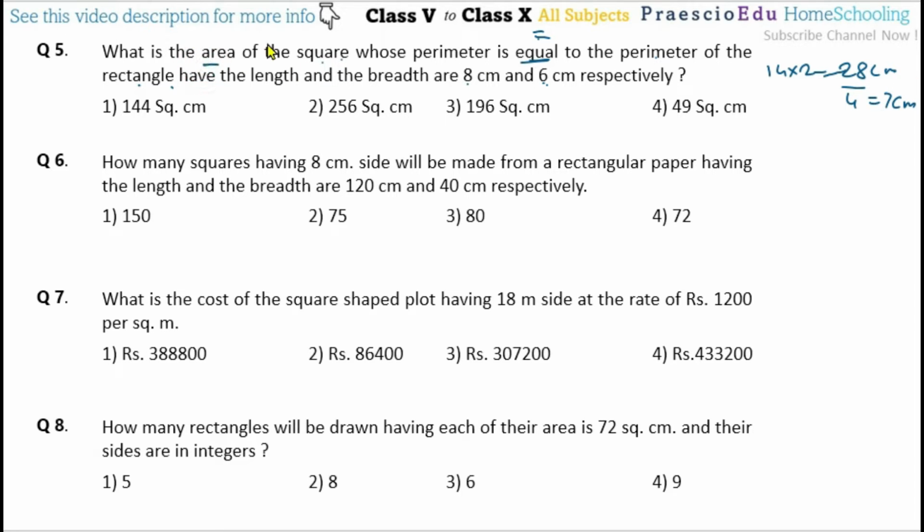Now we have to calculate the area. So 7 multiplied by 7 means side multiplied by side. So that is 49 square centimeter. So 49 square centimeter means option number 4 is the correct one.